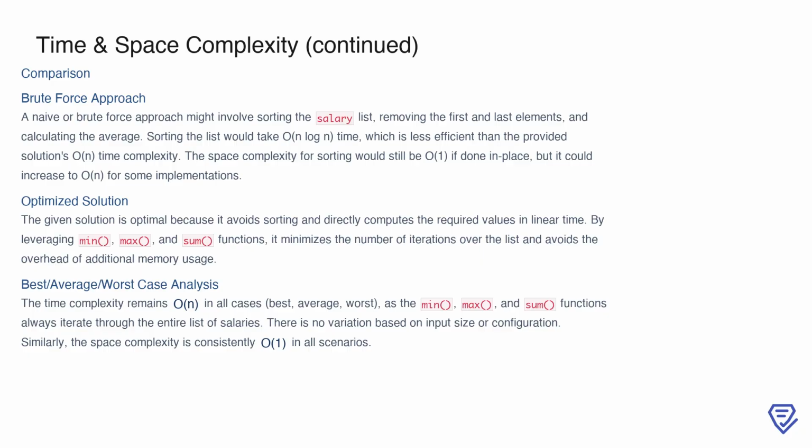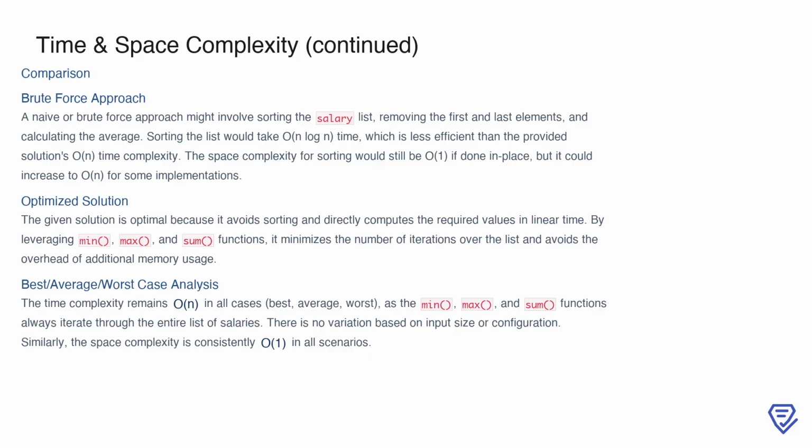When comparing this optimized solution to a brute force approach, the differences become clear. A naive method might involve sorting the salary list, removing the smallest and largest elements, and then calculating the average. However, sorting the list has a time complexity of O(n log n), which is less efficient than the current solution's O(n). The space complexity for sorting could be O(1) if done in place, but it might increase to O(n) depending on the implementation.